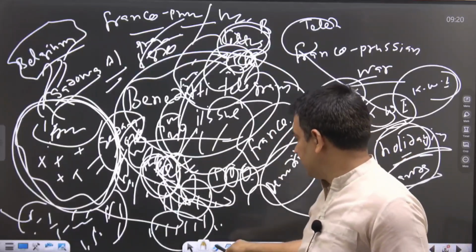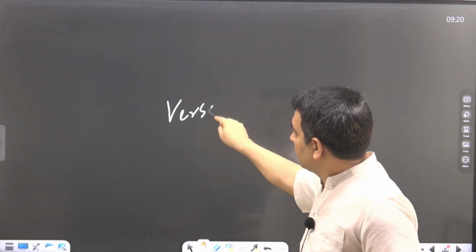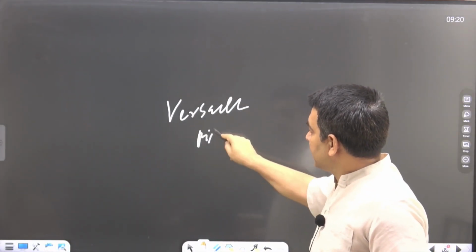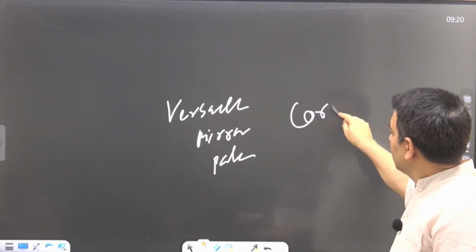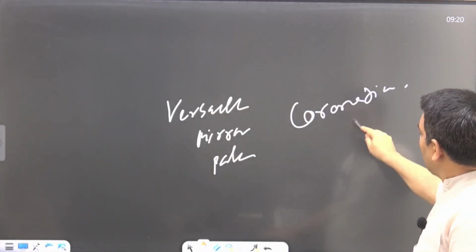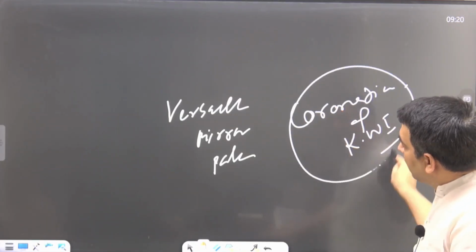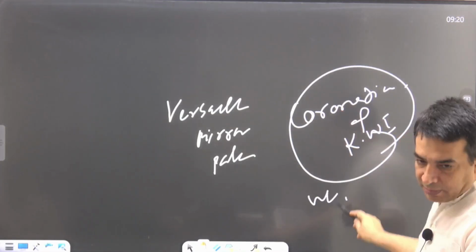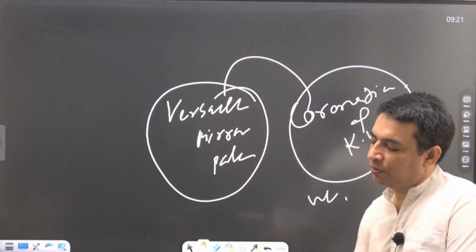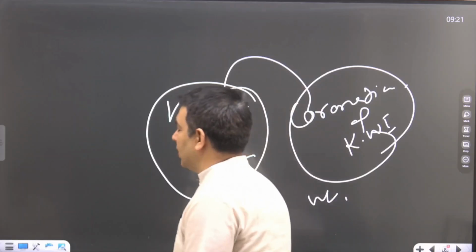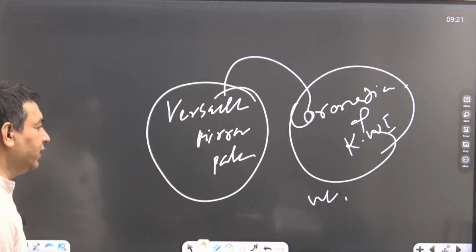Now, after this, at the Versailles Hall of Mirrors Palace, the coronation of Kaiser William I happened. He became the Emperor of Unified Germany. So it was a great humiliation on the part of France. France was humiliated by Germany, first thing.